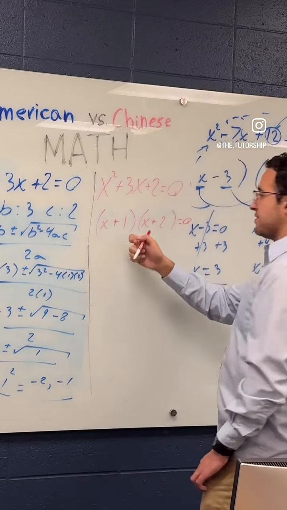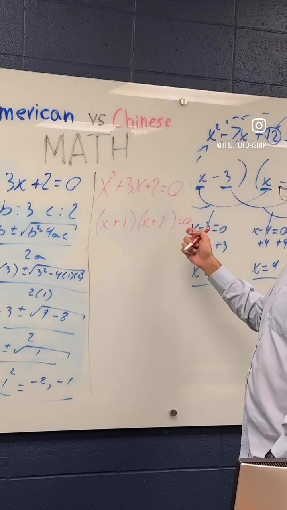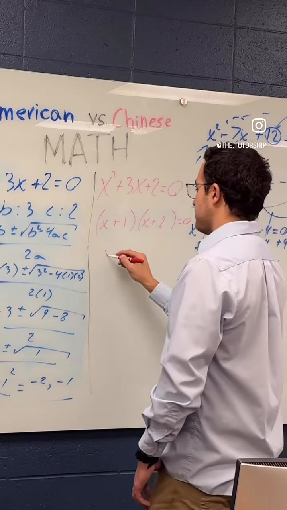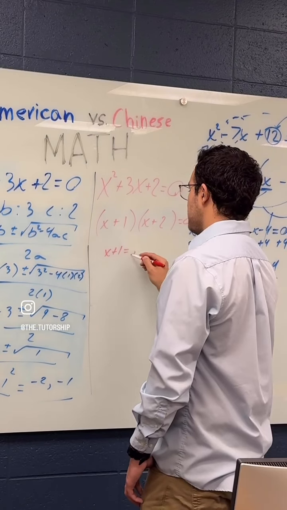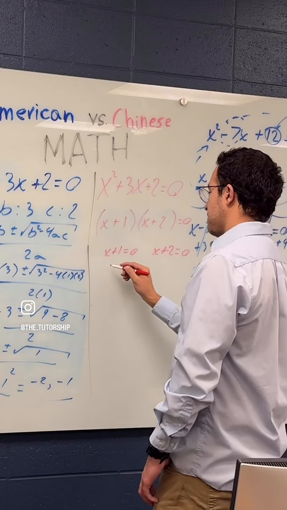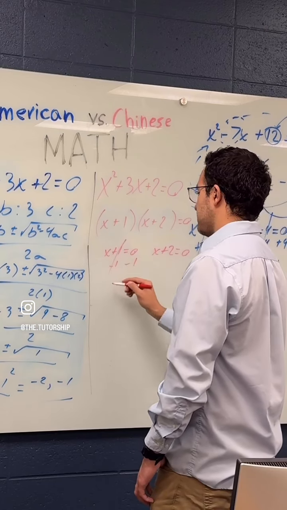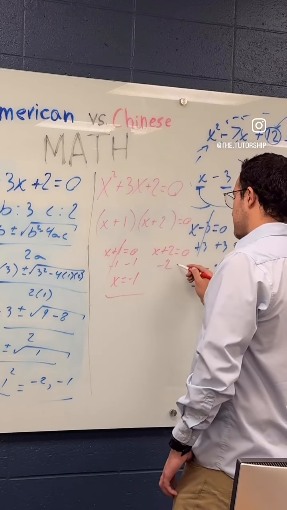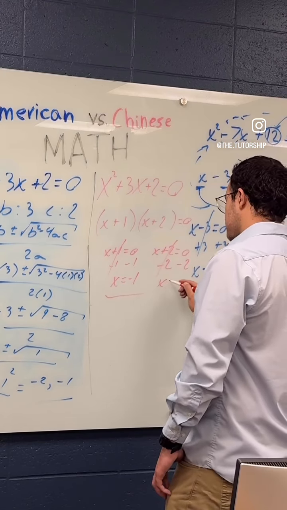And the idea now is that I have a product equal to 0. The only way a product can be equal to 0 is if a factor is 0. And so x plus 1 has to be 0, or x plus 2 has to be 0. And so here we solve these two equations: minus 1, we get x equals negative 1; minus 2, and we get x equals negative 2.